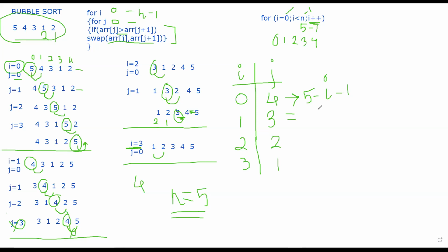Now this 3 can be written like this: again 5 minus i. That i is nothing but 1, right? 5 minus 1 minus 1 is equal to 3. Then this also can be written like this: 5 minus 2 minus 1. I am just breaking up this number. 5 minus 3 minus 1. So this equation is giving me these values.